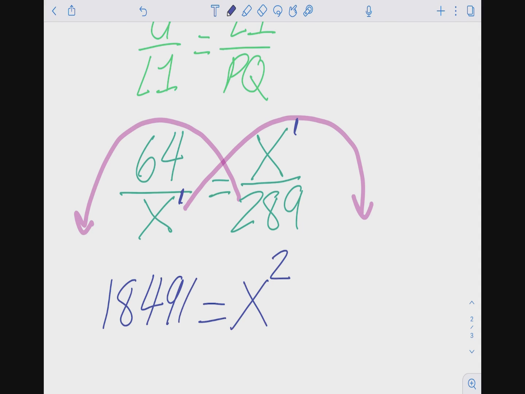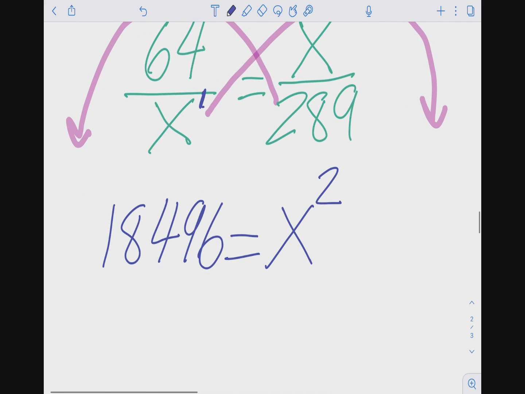18,496. Perfect, right? But not done yet, kiddos, because I want to solve for X. This is not X, this is X squared. So I want to get rid of this thing right here, right? This is a square. The opposite of squaring, remember? The opposite of squaring is square root on the left side.